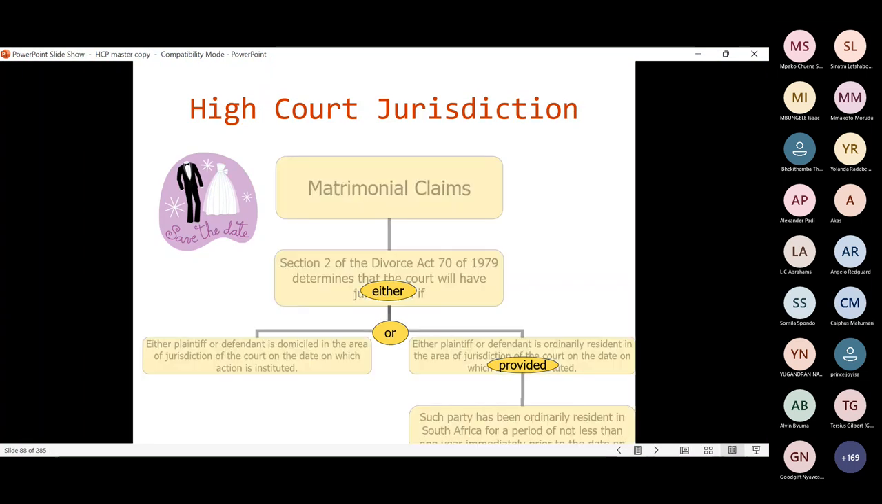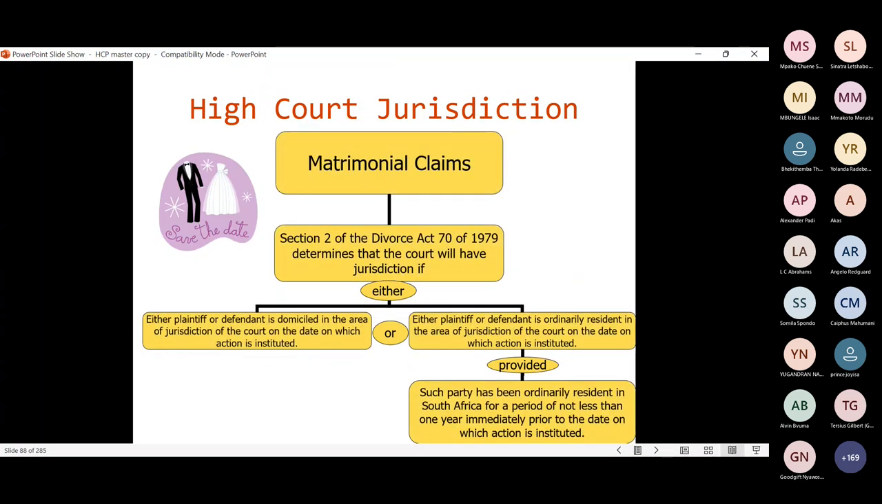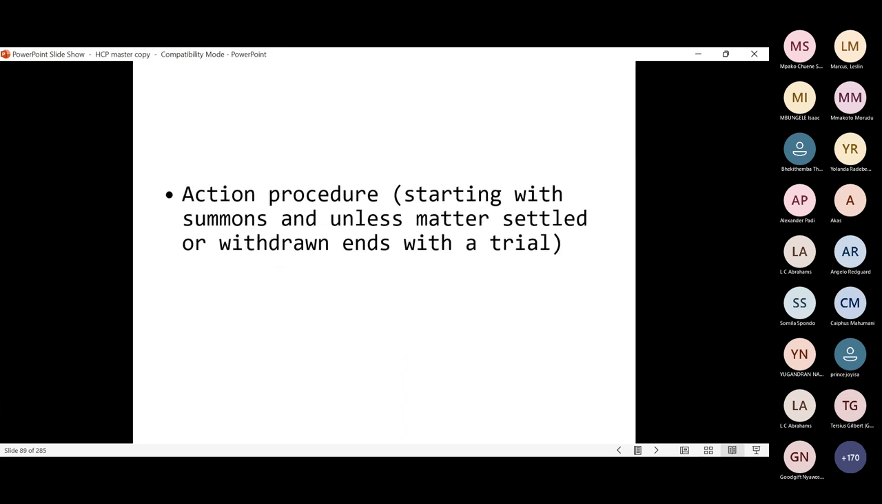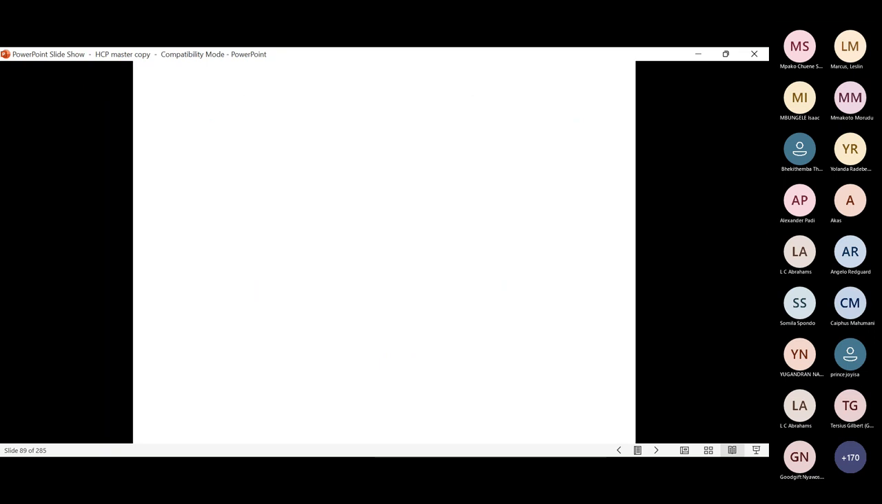In marital matters, divorce, you remember from your studies of family law, the plaintiff or the defendant must have been domiciled for a year in the area of jurisdiction of the court prior to the institution of the divorce. Not less than a year, they must have lived in the area. Then that court will have jurisdiction. Are there any questions on jurisdiction?